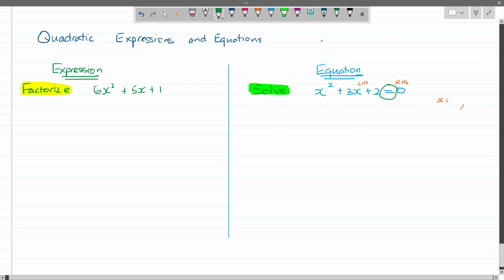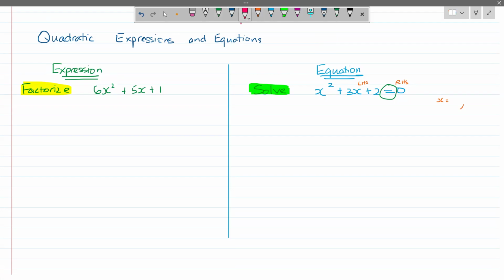The approach that we'll use for factorizing and solving is somewhat the same. We use the same first by last method. But the number of steps between factorizing a quadratic expression and the steps in solving a quadratic equation is where we have our difference. There are more steps to solve than there are to factorize. So let's look at factorizing.